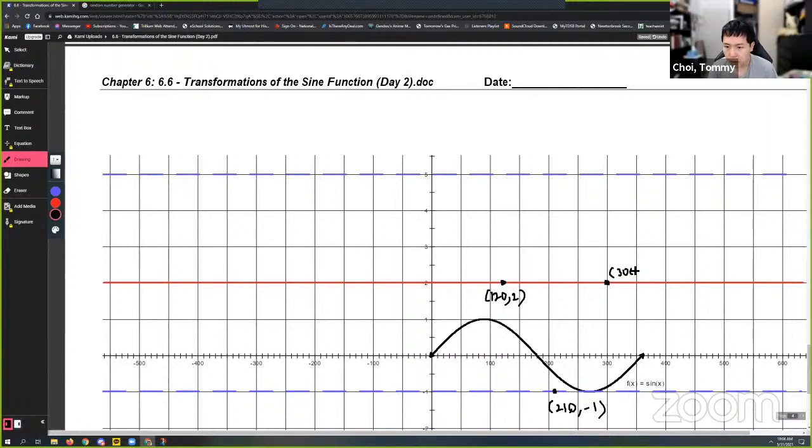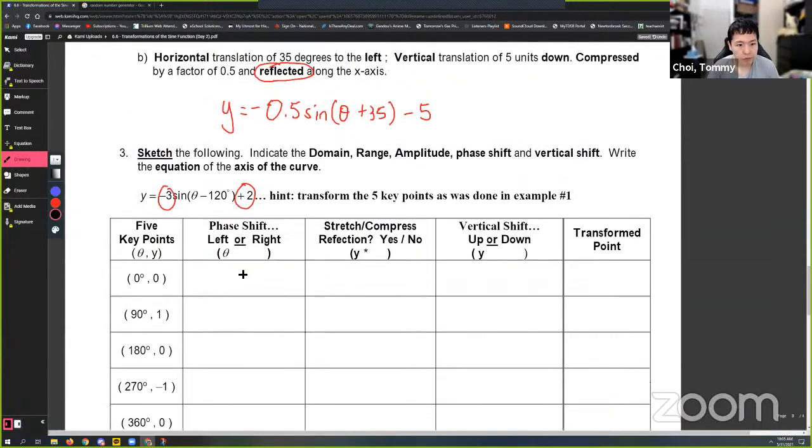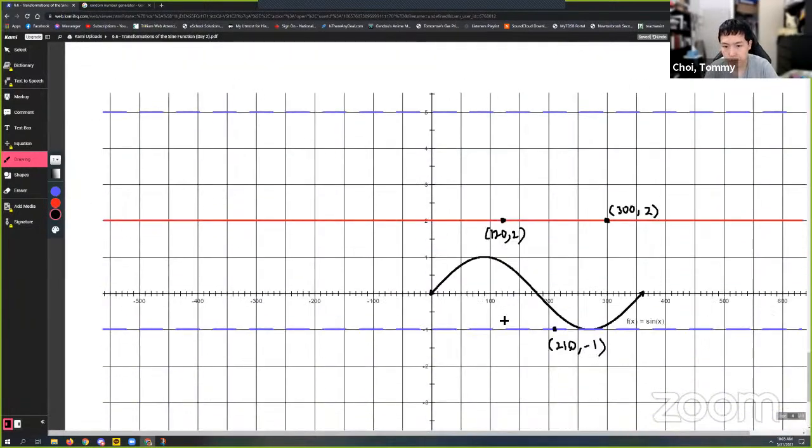Now, some of you might be like, how are you calculating so quickly, Mr. Choi? How do you know it's 300? And it's not because I'm a math teacher. Let me explain. The phase shift, 120, is always going to be where the first point is. So since it's to the right by 120, it's going to start at 120. Correct? That's pretty simple.